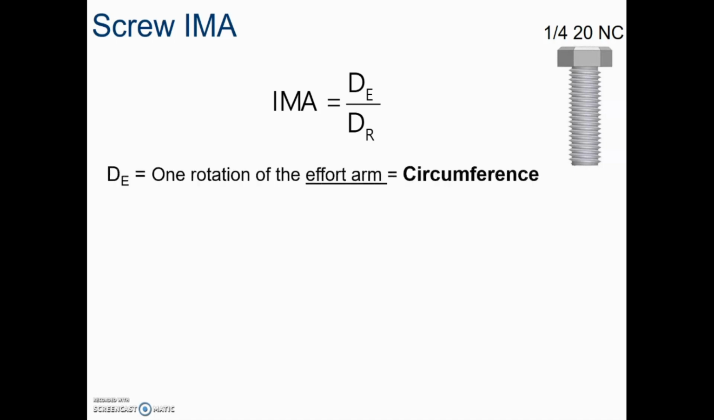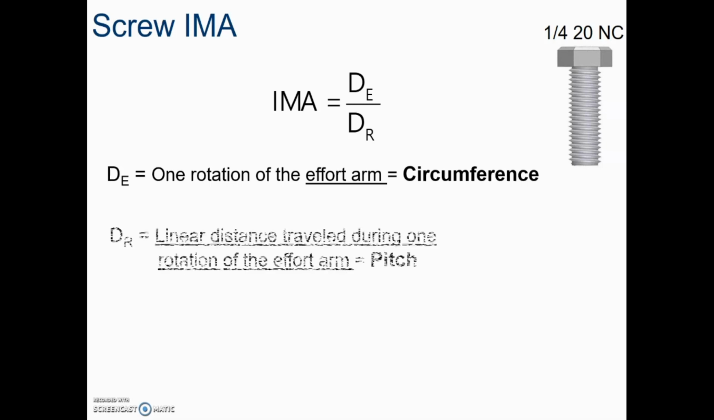So the definition of our effort distance for a screw is one rotation of the effort arm. It's not the length of the effort arm. It's how far around does it go? In other words, it's a circumference. So we need to calculate the circumference of our effort arm in order to find dE. Now for dr, that is the linear distance traveled during that one rotation. So we can go all the way around, measure the circumference. That's my dE. My dr is how far does it go down during that one rotation.